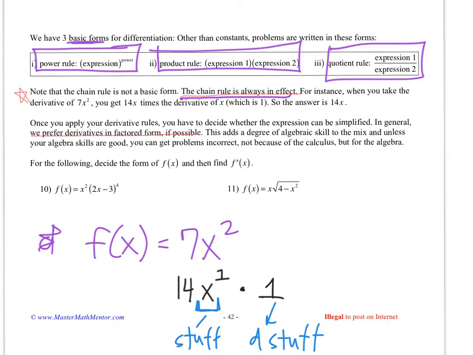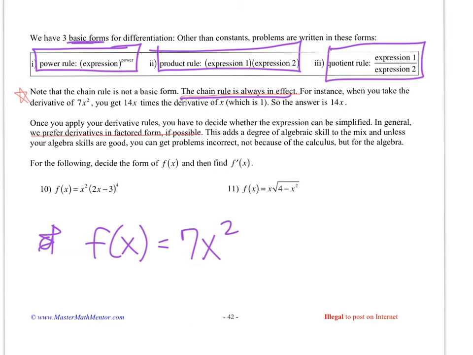So since we did the power rule, the power rule is the overlying rule that's going on here, we still kind of were doing the chain rule. The chain rule is always in effect. We just don't write this d stuff. So I want you to keep that in mind, that you're either really operating on one of these three scenarios, and knowing that the chain rule is always in effect.